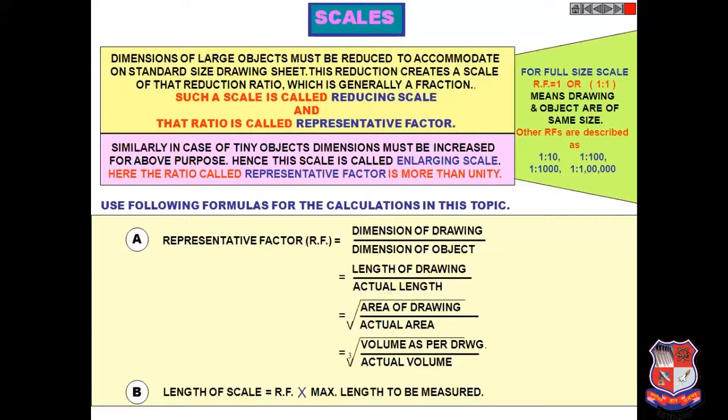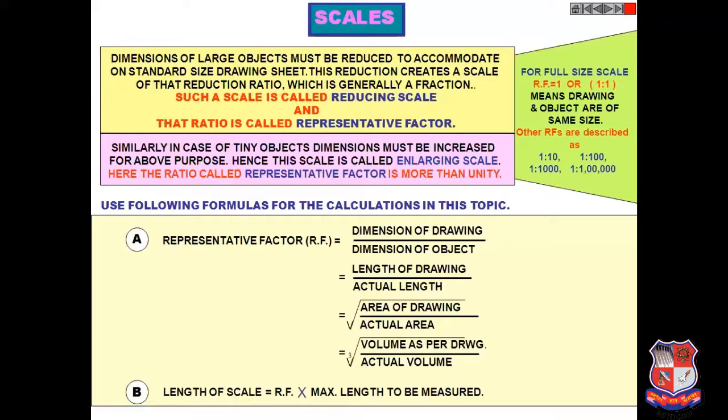While drawing the scale problem, two things are very important. That is the representative factor, and second is the length of the scale. So these two parts are most important. So how to calculate the representative factor? These are the equations or formulas by which you have to calculate the representative factor. So first one is the dimension of the drawing to the dimension of the object. By this formula, you have to calculate the representative factor.